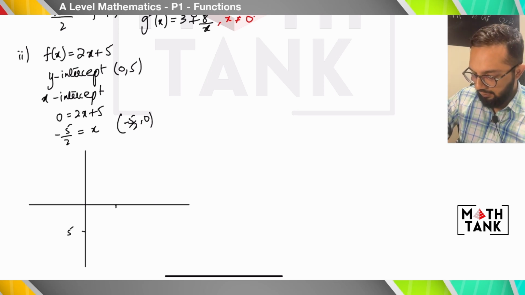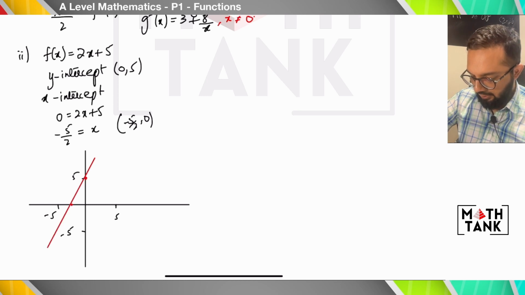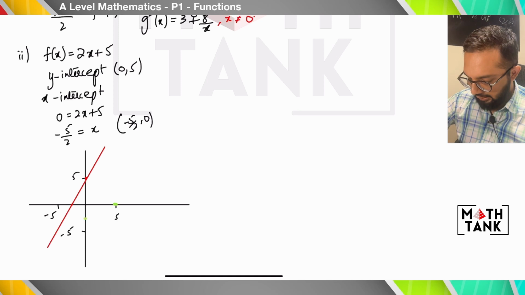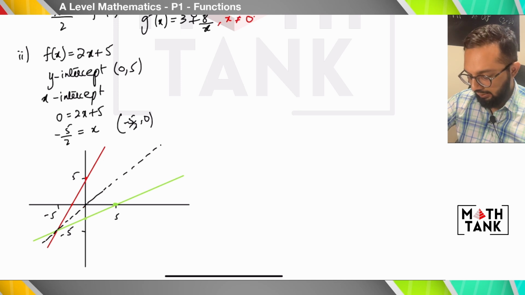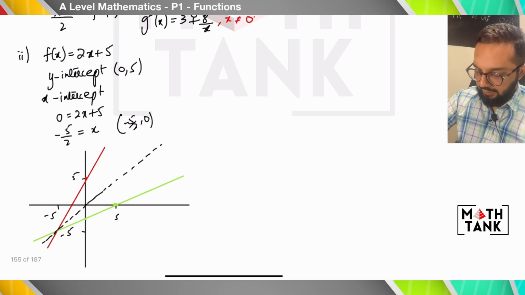Okay, so this first graph is passing through 0 comma 5 and minus 5 over 2, and it's going like that. The other graph is going to pass with the reflection of this, so this point is going to get reflected here and this one will be here, so I'm going to get this line. And then the line y equals x will pass through both of these. So that was f of x, that was f inverse of x.